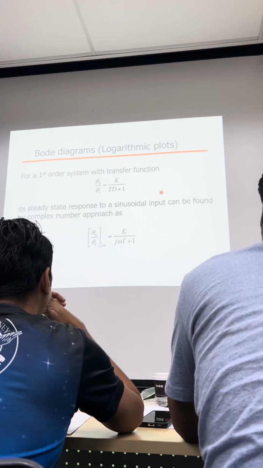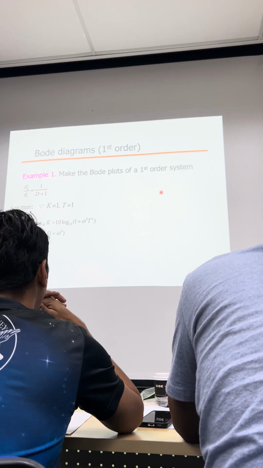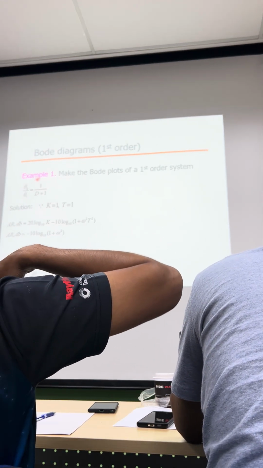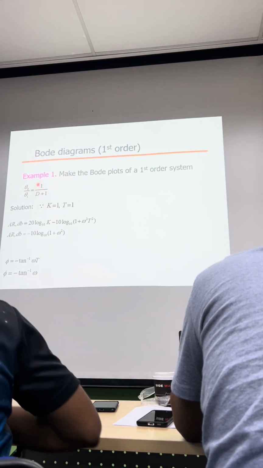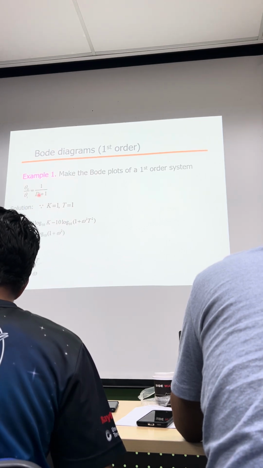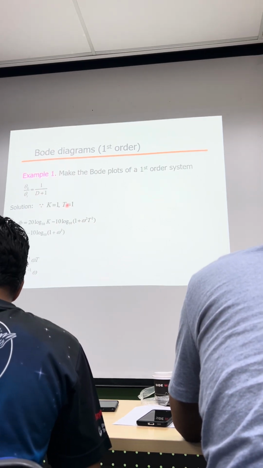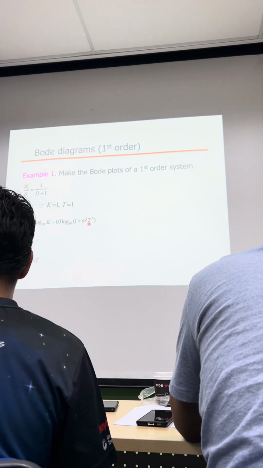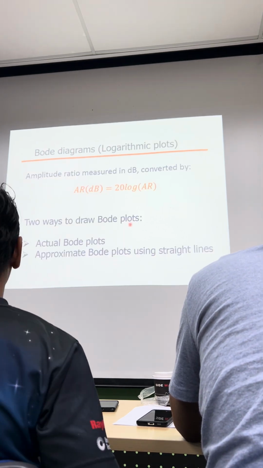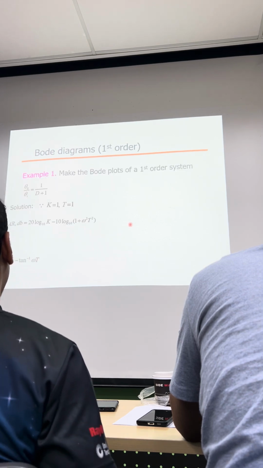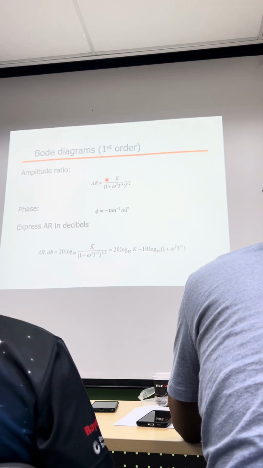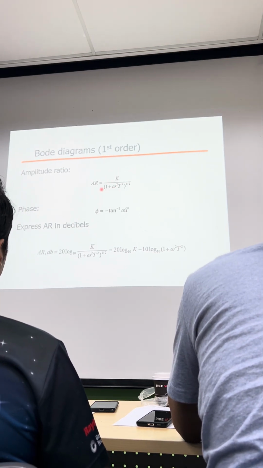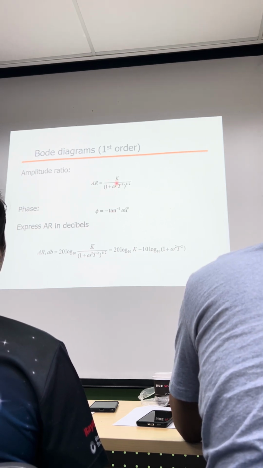Okay, so here, first exercise. Let me put it. That is your transfer function, 1 divided by Ts plus 1. Okay, and K value is 1, and your time constant is 1. So the usual amplitude ratio formula is K divided by square root of 1 plus omega square T square, right? So that is your normal formula.